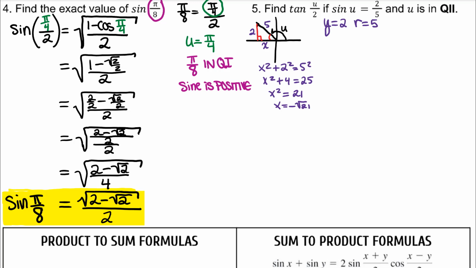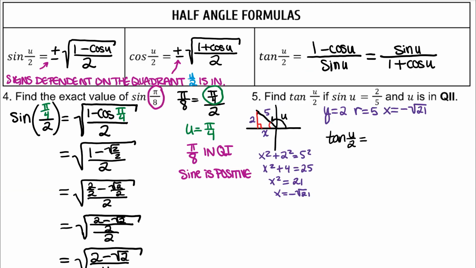The formula for tangent of u divided by 2, we have two options. Which ratio is more complicated? That's the one I want in the numerator. Sine of u is 2 over 5, but cosine of u is x over r, which is negative root 21 over 5. So I want to use the first expression where cosine is in the numerator.